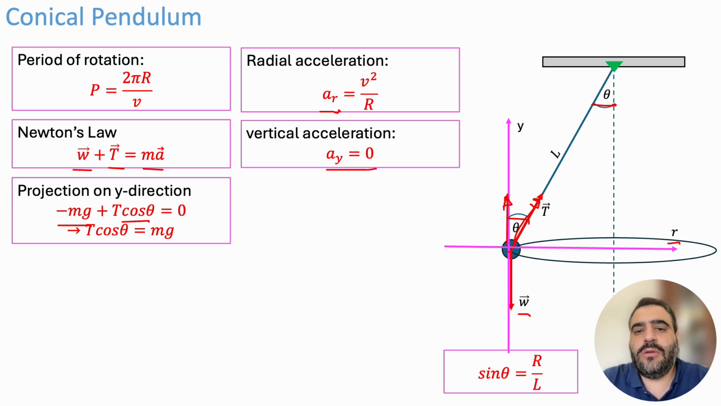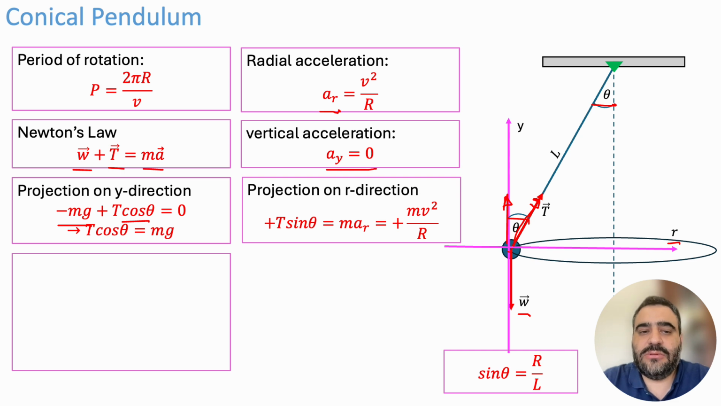Now, the projection on the r-axis, or the radial direction. On the radial direction, we have plus T sine theta. This is the x, or the radial direction, component of T. It's opposite to the angle, and it's in the positive radial direction. So I have plus T sine theta equal to m a_r. And weight, of course, has no component in this direction. But we know a_r is v squared over r, and it's positive. I can write this as m v squared over r.